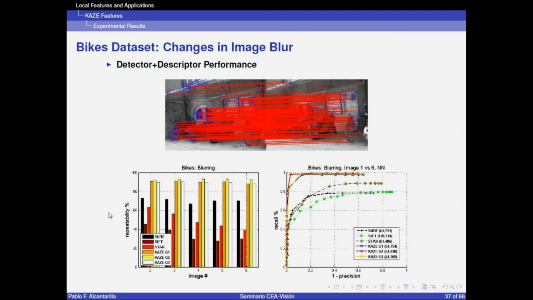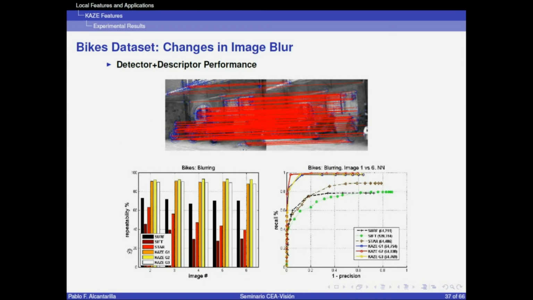So now let's show some of the experimental results that we can obtain with KAZE in the Oxford benchmark. First, let's start with the bikes dataset, where the changes are due to image blur. This image here shows the detected key points in blue, and those that are good matches are depicted with a red line between the two images.